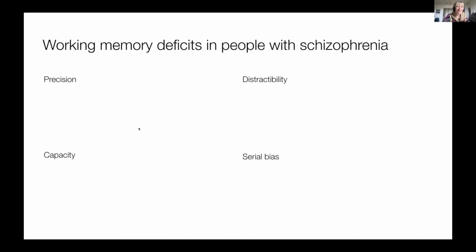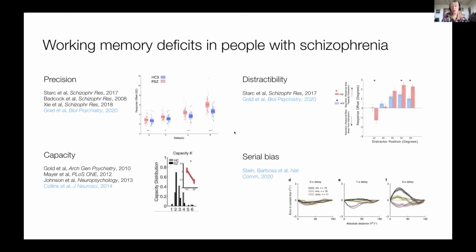In schizophrenia, we know that certain working memory deficits persist in this group of patients. Usually those have to do with precision, but also schizophrenia patients are more distractible than healthy controls. They show reduced capacity, and as we have recently shown, also serial bias. So for all of these measures, we see that often these deficits are delay dependent. So they actually stem from working memory. This is the case for precision and serial bias, and possibly also for capacity and distractibility.